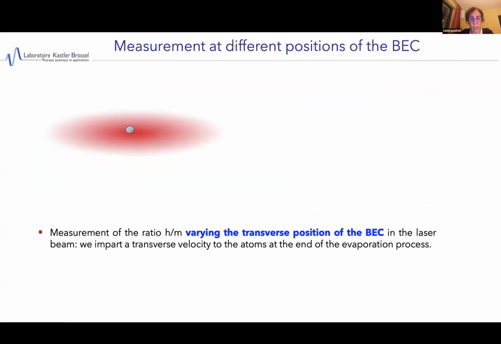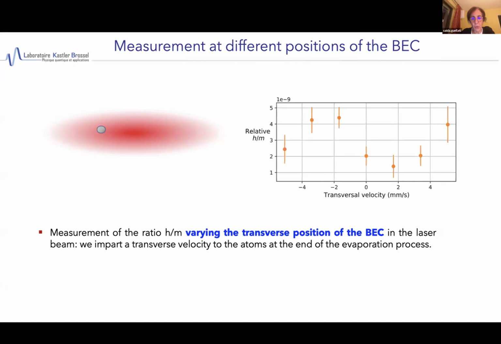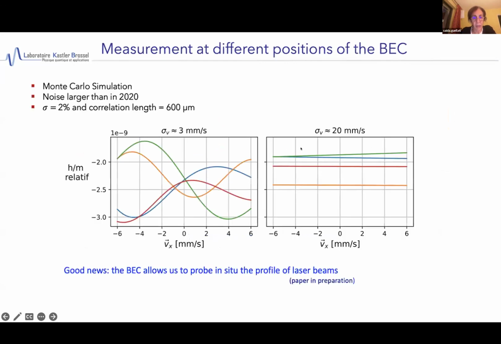For that, we do measurements only with a Bose-Einstein condensate by varying the transverse position of the laser beam. How do we do that? We only impart a transverse velocity to the atoms at the end of the evaporation process. We just change the frequency of the AOM, the acousto-optic modulator. And we were able to reproduce the fluctuations that we saw over 3 days. At the same time, we did numerical simulations for small and large temperatures for molasses and Bose-Einstein condensate, and we saw the same effect.